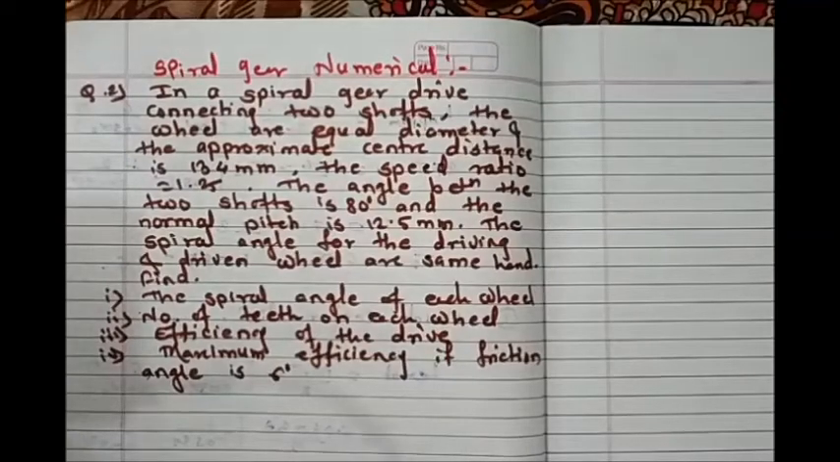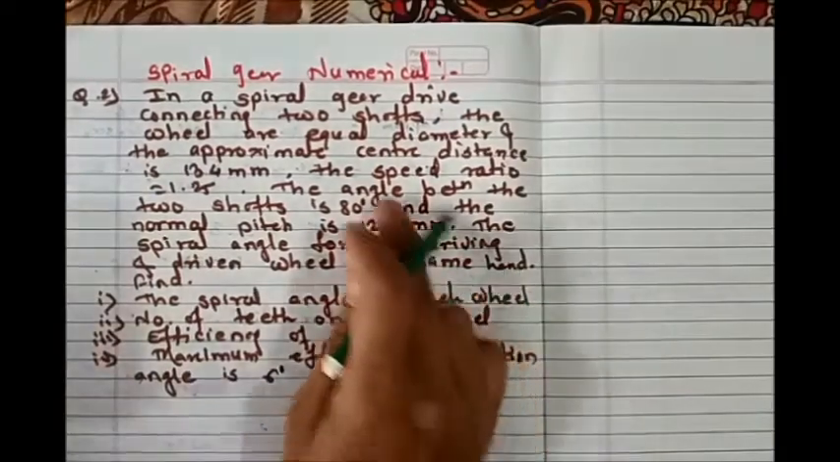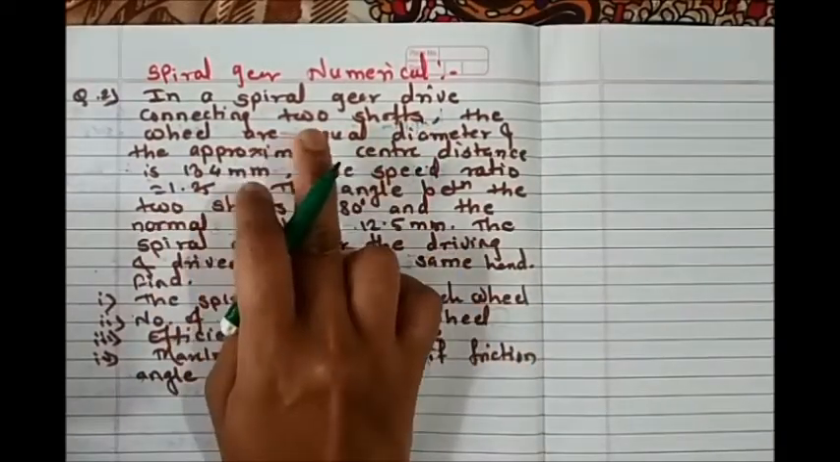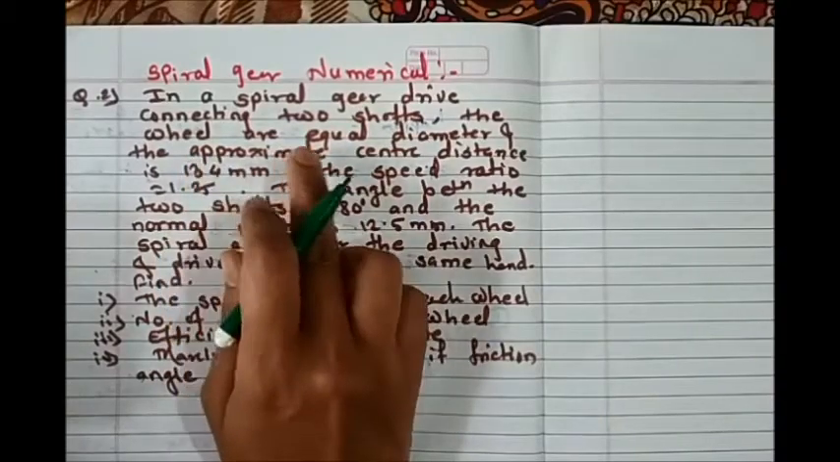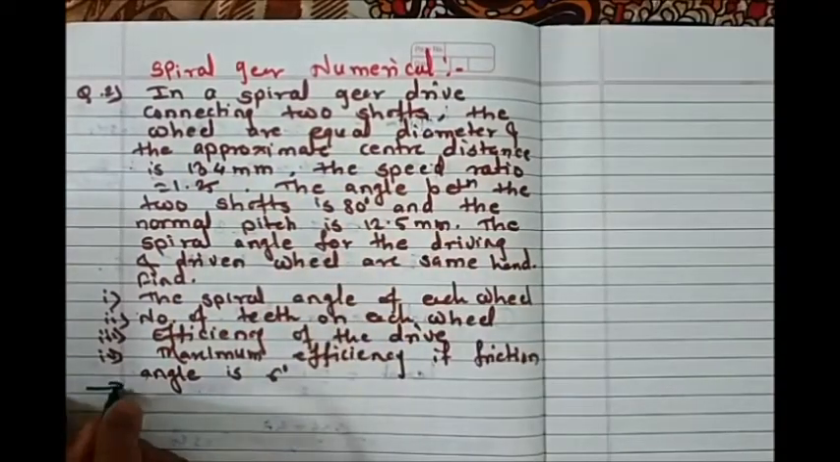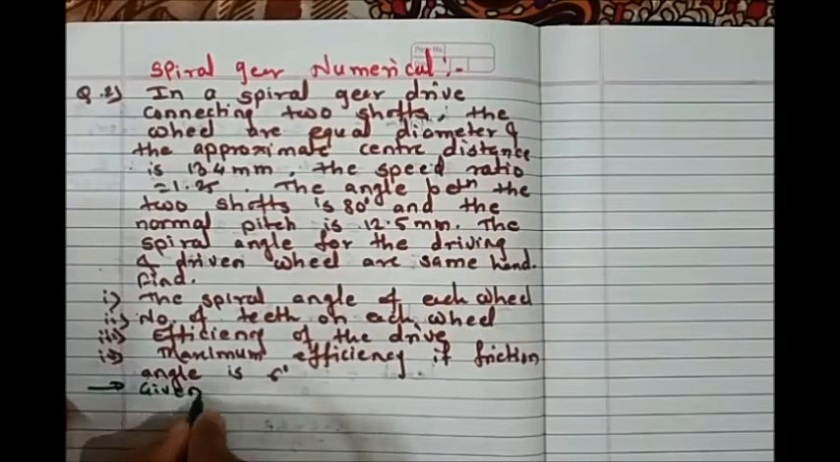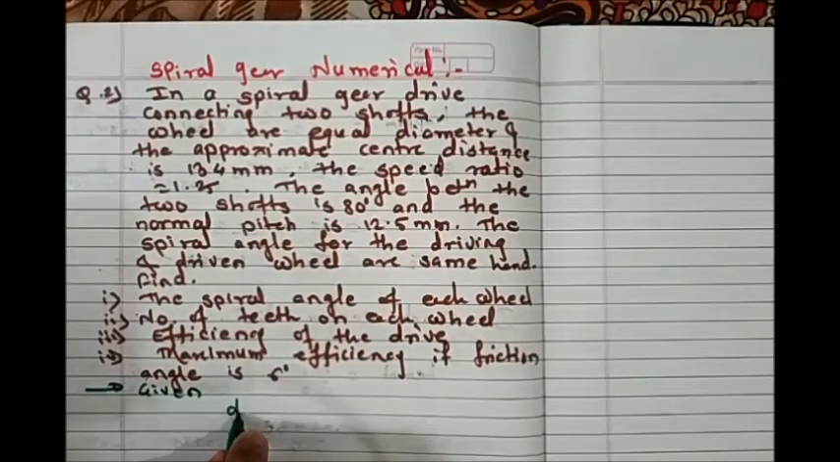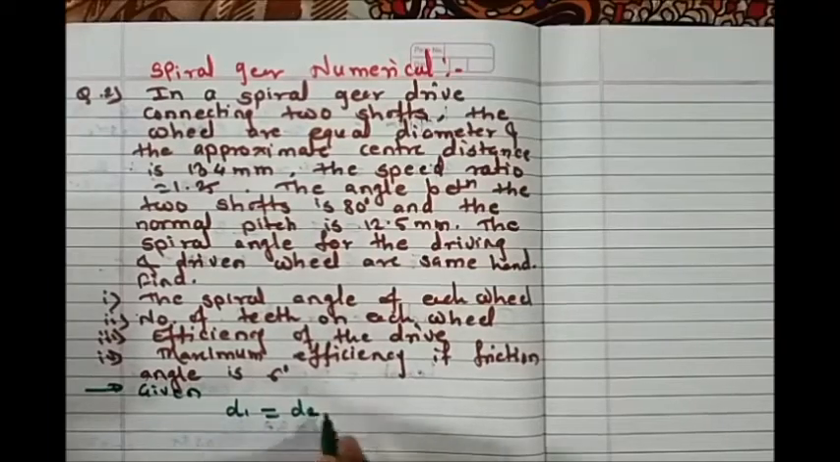Hello everyone. Let's take another type of numerical based on spiral gear. Here we have the statement: in a spiral gear drive connecting two shafts, the wheels are equal in diameter. So here the given is wheel diameter is equal, D1 is equal to D2.